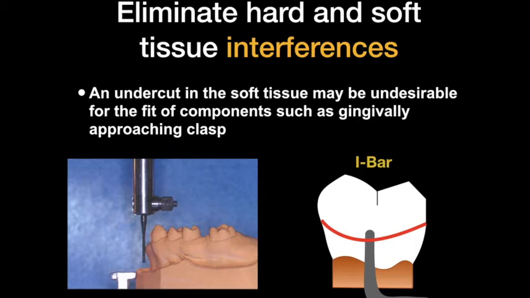I call it the I-bar because it looks like the letter I. Also, it has a bar type. That's why we call this clasp the I-bar. And you can see its direction actually is from the gingiva toward the occlusal. That's why it is called a gingivally approaching clasp. So when you design this kind of clasp, you don't want to have a huge tissue undercut, because this I-bar or other gingivally approaching clasp is not able to engage into the undercut. If you engage into the tissue undercut, then you are not able to seat it or take it out easily.